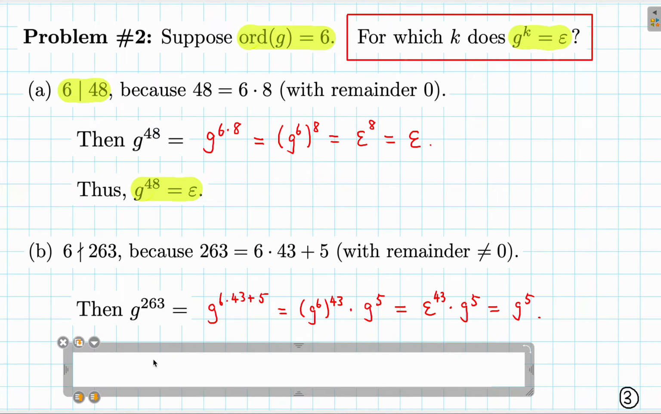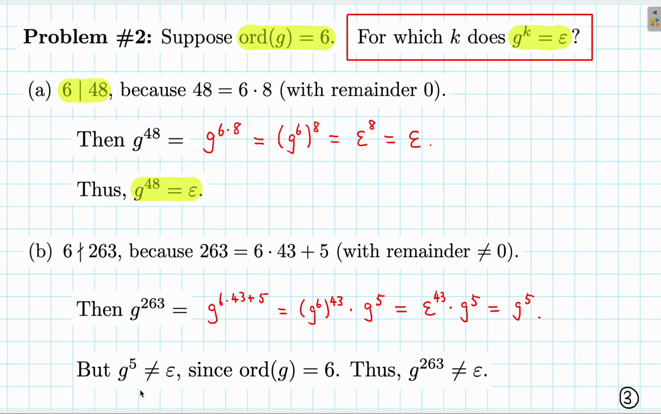But what do we know about g to the 5th? Well, g to the 5th is not the identity element because the order of g is 6. That means 6 is the smallest positive exponent such that g to the n is the identity. That means everything before 6 cannot give us the identity. And so g to the 5th can't be the identity, and therefore g to the 263 is not the identity. And so to summarize, because 6 was not a divisor of 263, we were able to conclude that g to the 263 does not equal the identity element.